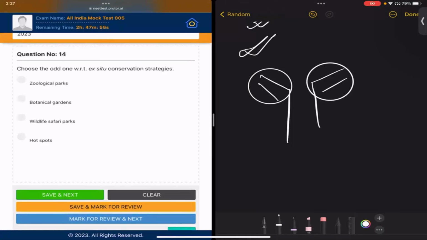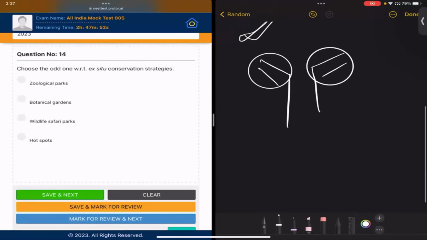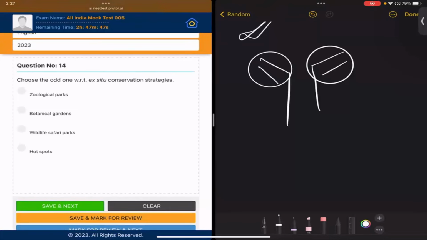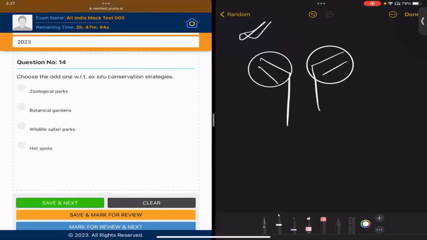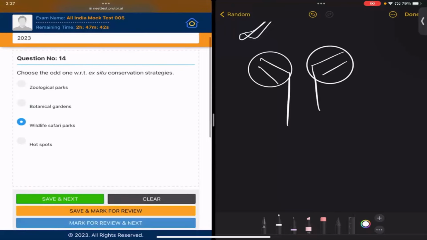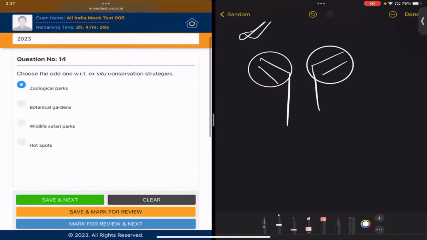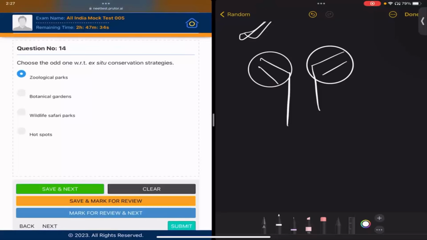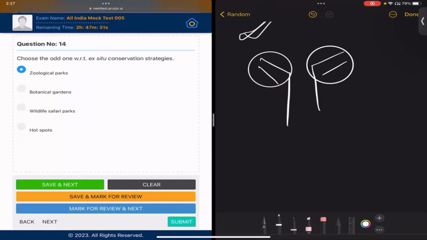Choose the odd one with respect to ex situ conservation strategies. Okay, ex situ is out of the natural habitat. So ex situ may include wildlife safari parks, zoological parks, zoos. Anywhere we can create it, we can keep any type of organism out of its habitat here. Okay, ex situ. Let me just see. Botanical garden. Okay, botanical garden is also ex situ. Wildlife safari park is also ex situ. Okay, so we have to choose the odd one. So hotspots would be the odd one because it's not ex situ.